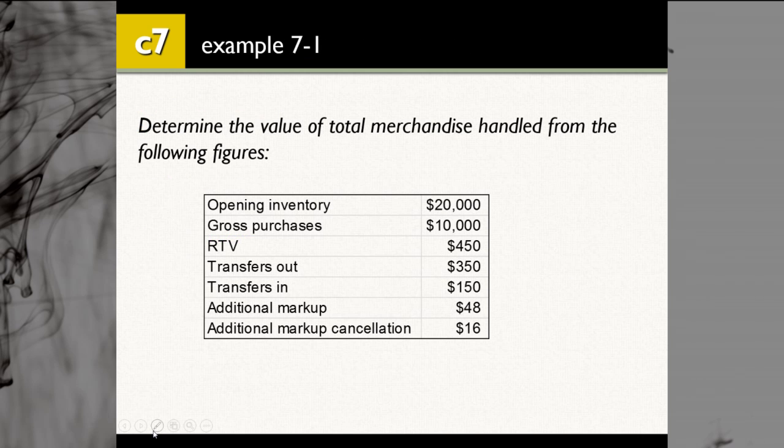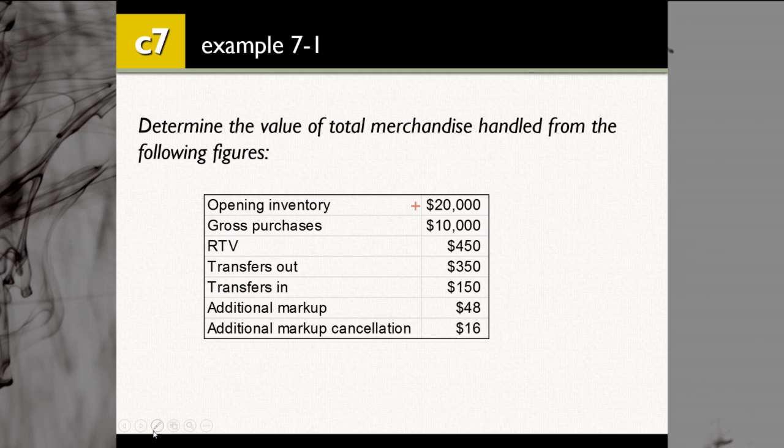Okay, now let's look at the example. Determine the value of total merchandise handled from the following figures. The table shows all the information that you can use to calculate your total merchandise handled. It has opening inventory, gross purchases, returns to vendors, transfers out, transfers in, additional markup, and additional markup cancellation. You can think about which figure will be plus to your total merchandise handled and which will be minus.